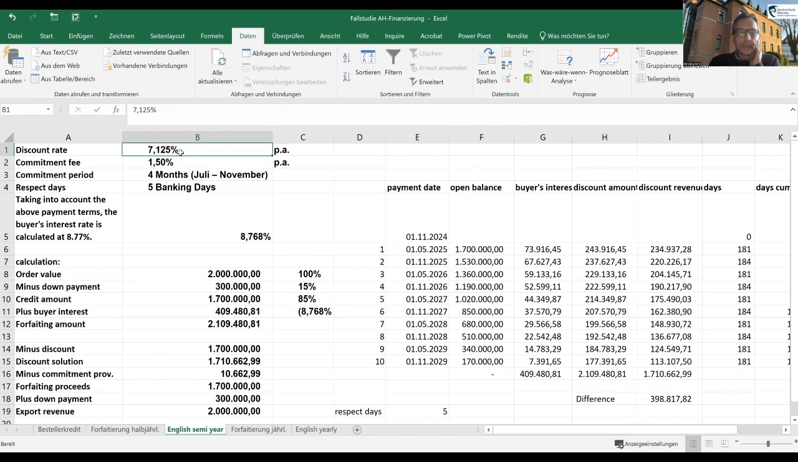The thing is, the exporter has to pay 7.125, but he has to agree with the importer that the importer has to pay not 7.125, but around about 8.77. You remember payment in advance and afterwards. That's the difference also here. Think on the slides before, where we made the example between 6% and 6.38.